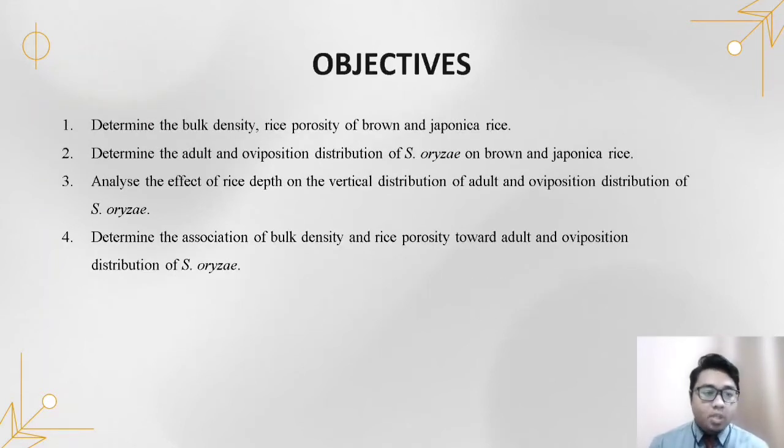Objectives. First, to determine the bulk density and rice porosity of brown and Japonica rice. Next, to determine the adult and oviposition distribution of S. oryzae on brown and Japonica rice. Third, to analyze the effects of rice depth on the vertical distribution of adult and oviposition distribution of S. oryzae. And lastly, to determine the association of bulk density and rice porosity with the adult and oviposition distribution of S. oryzae.